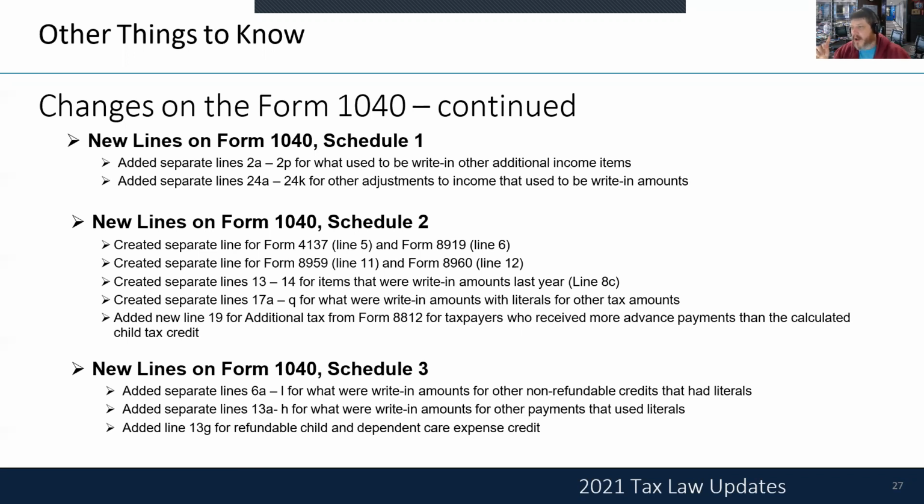One is Schedule 2, the line for additional tax. It's line 19 for additional tax from Form 8812 for those taxpayers who received more advanced payments than their calculated child tax credit. So it's the payback of the advanced child tax credit, which only applies to people who didn't meet those safe harbor requirements. So again, a very minimal number of people, if any at all. And then on Schedule 3, I showed you guys line 13G is where the refundable child and dependent care expenses are.